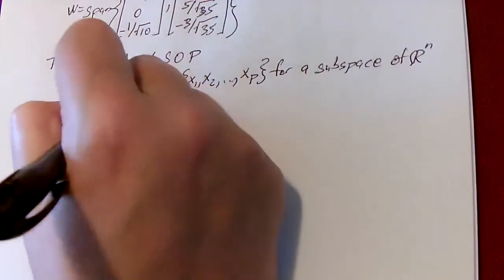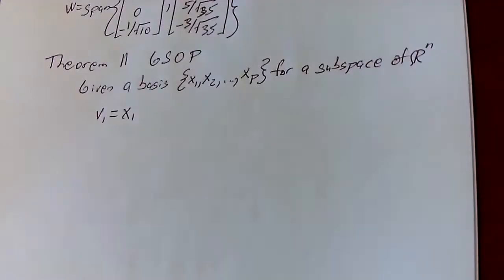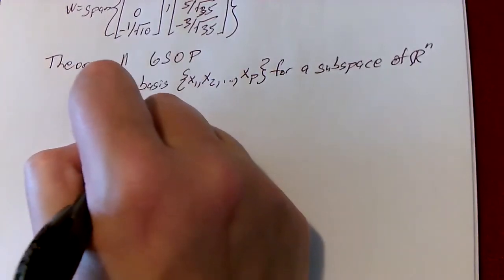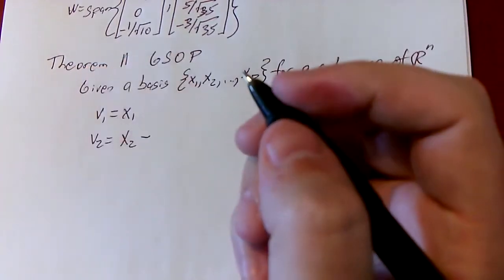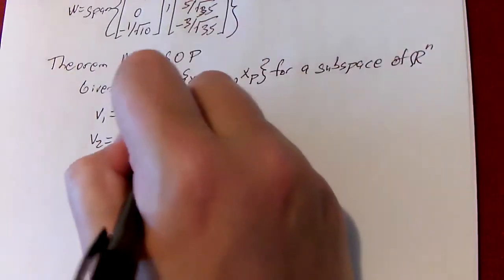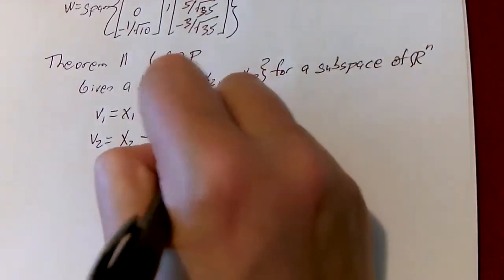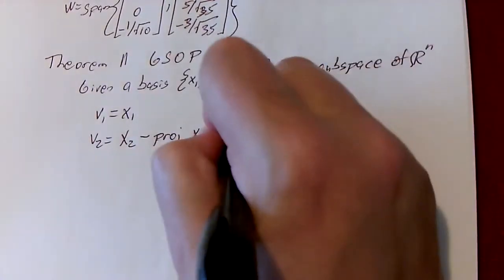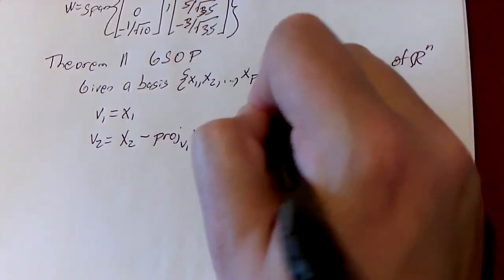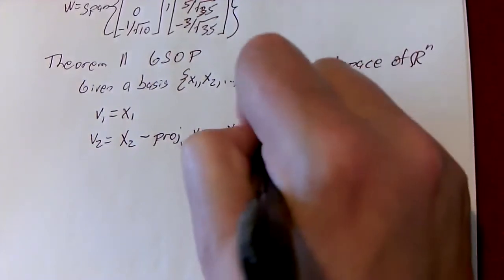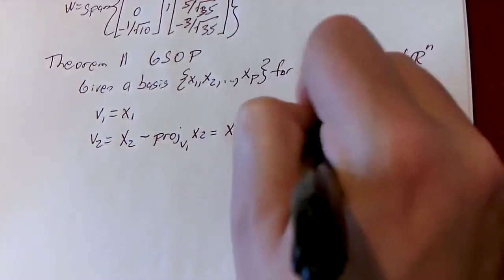We're going to have v1 is equal to x1. Again, we just take the first vector. Okay. v2 is going to be equal to x2 minus the projection of x2 onto v1, which would be x2 minus x2 dot v1 over v1 dot v1 times v1.